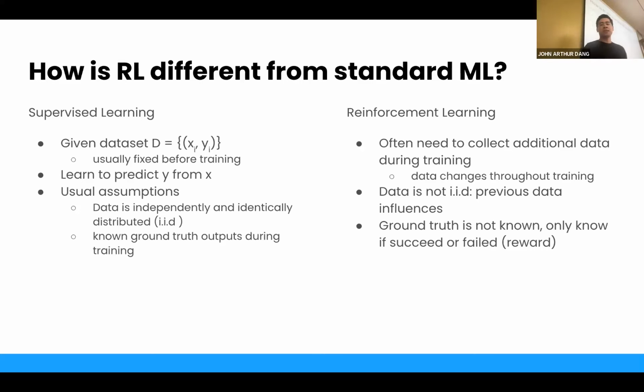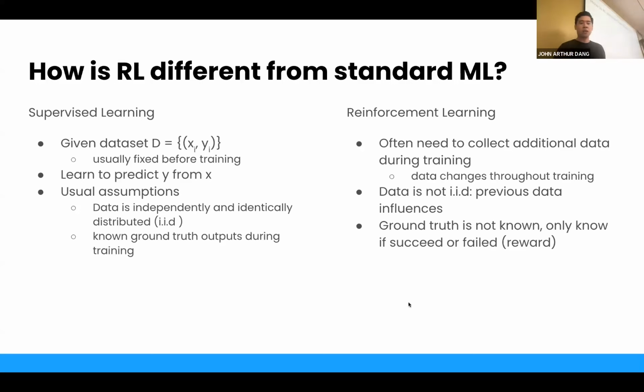However, in the reinforcement learning setting, you often need to collect additional data during training, and maybe you don't even start off with any data set at all. And this means that your data set actually changes throughout training, which is a really difficult problem in and of itself. Imagine if you're trying to train some object classification, but every time you took a gradient step, your data set actually changed. That's actually the problem that we deal with in reinforcement learning. That makes training a lot more unstable, and we have to do a lot of different things in order to account for that.